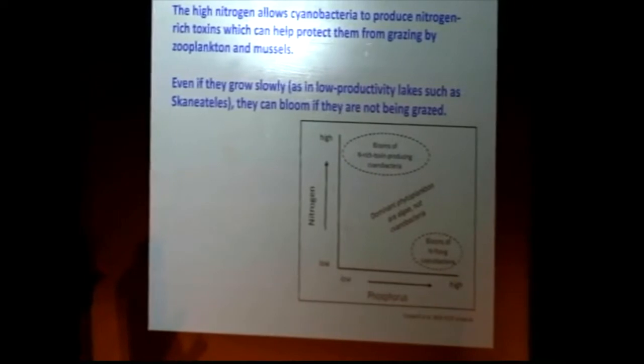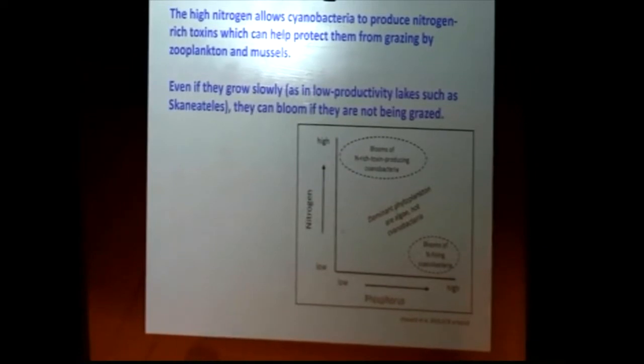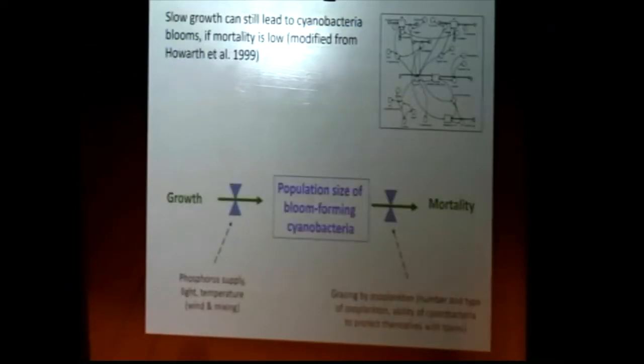I think I've said all of that, except I want to point out that in a low phosphorus lake like Skaneateles, these cyanobacteria are probably growing slowly because their productivity is controlled by phosphorus. But you can still bloom, you can get a high abundance even if you're a slow grower, if you're not grazed. And that's where the nitrogen and the toxin aspect comes in.